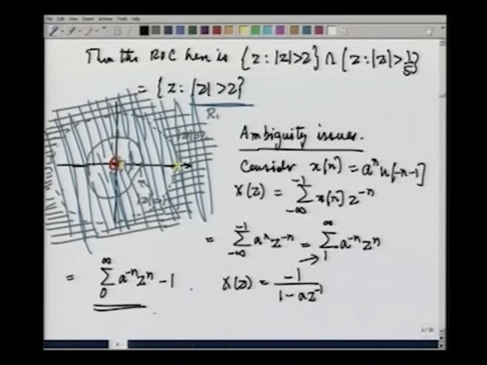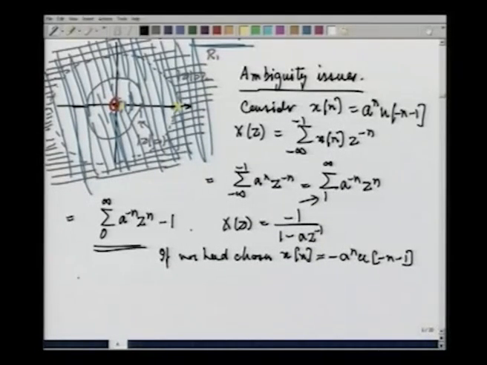which seems to suggest that if we had chosen x n equal to minus a to the n u minus n minus 1, then we would get the negative of this as x z, we would get x z equal to 1 by 1 minus a z inverse, which is identical to what we got for a different expression a little while ago.